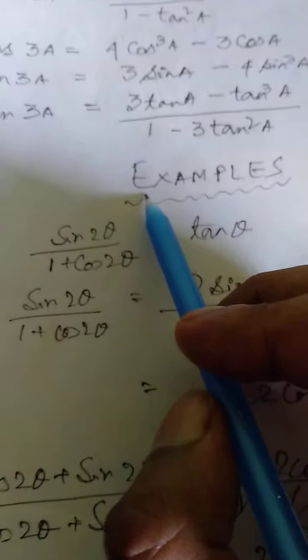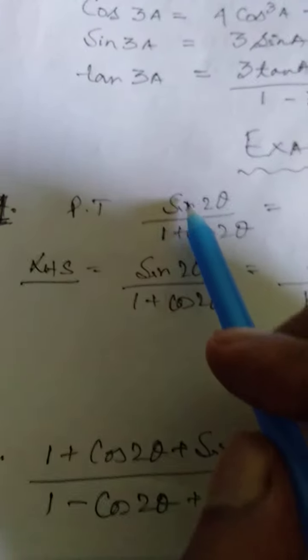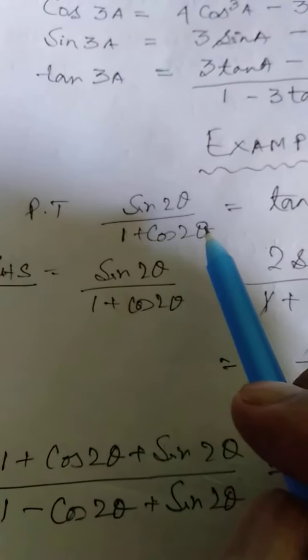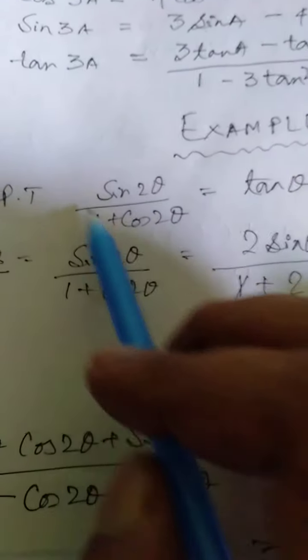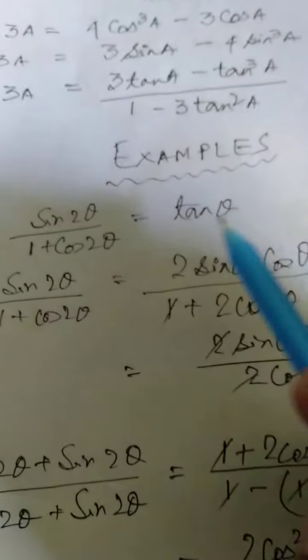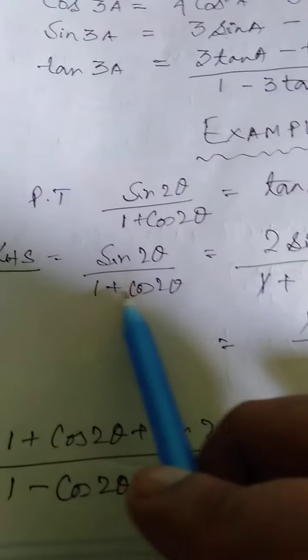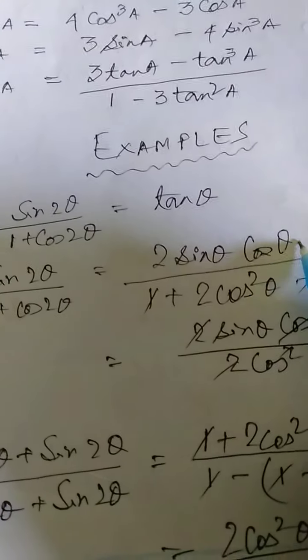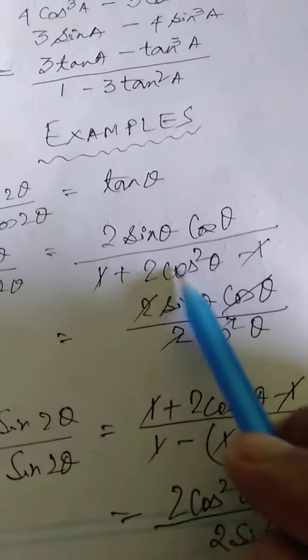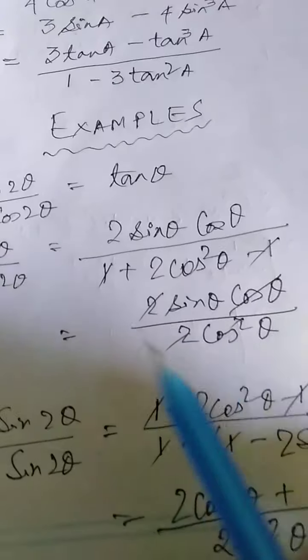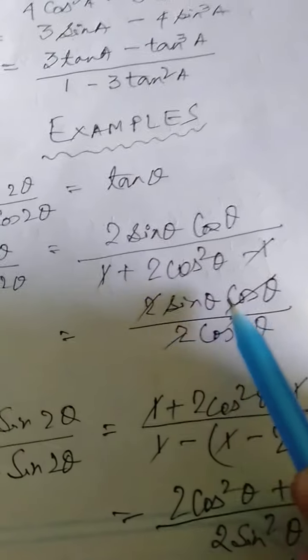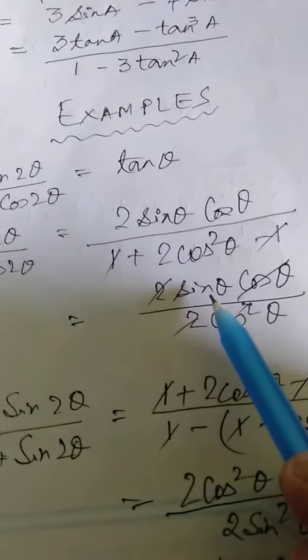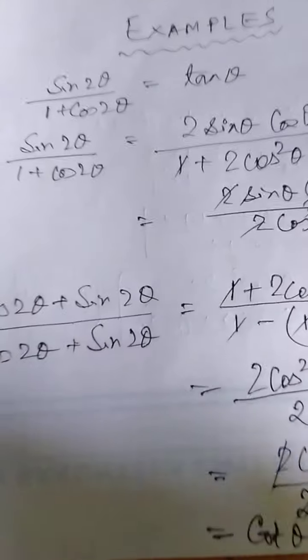Okay, now let's come to the sums. Sin 2 theta by 1 plus cos 2 theta. Okay, this is the question. Sin 2 theta by 1 plus cos 2 theta is equal to tan theta. We have to prove this. Now let us write the formula. Sin 2 theta is what? 2 sin theta cos theta. And cos 2 theta, we have chosen this formula to cancel the 1. So finally what we are getting? 2 sin theta cos theta by 2 cos square theta. This will give tan theta.